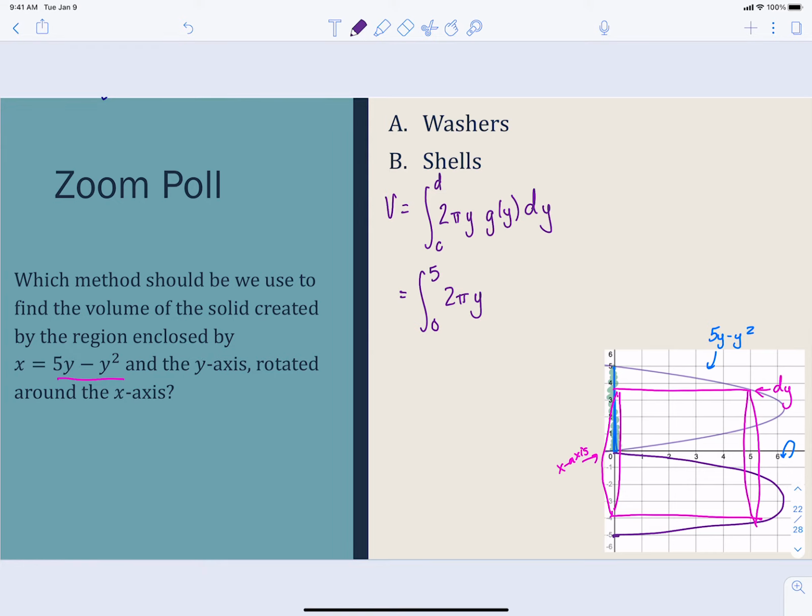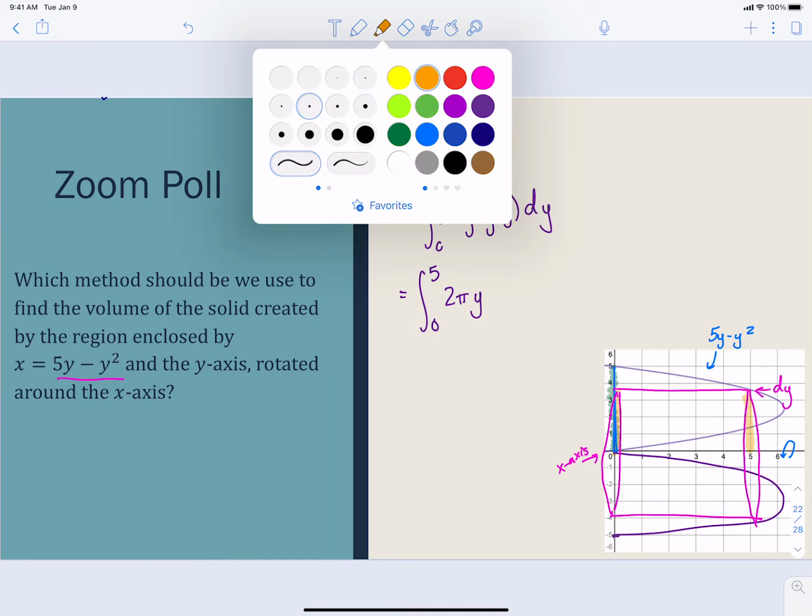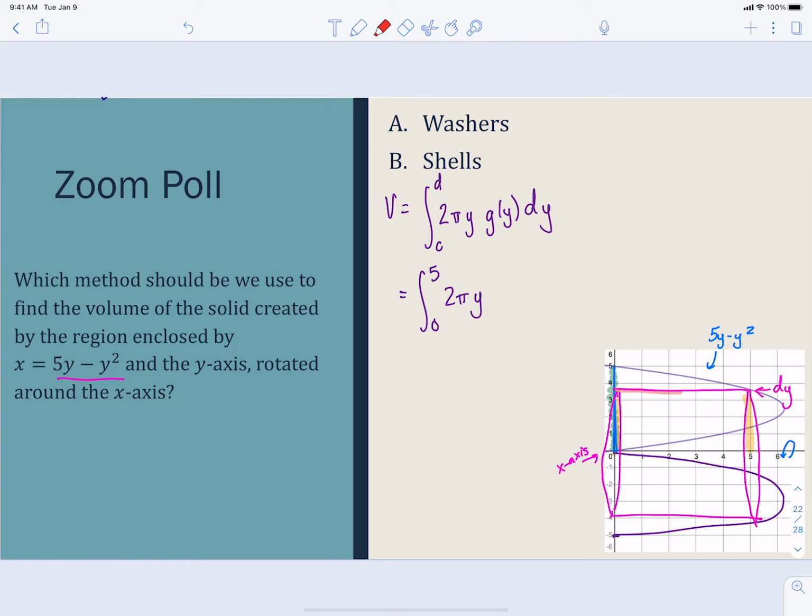So again, why is that radius y? Because we're coming out from the x-axis and going to the side of our cylinder. And so that amount is a y amount. So our radius is y, and then the height of our cylinder is from the y-axis out until we hit our function. So that's going to be our 5y minus y squared, and dy.